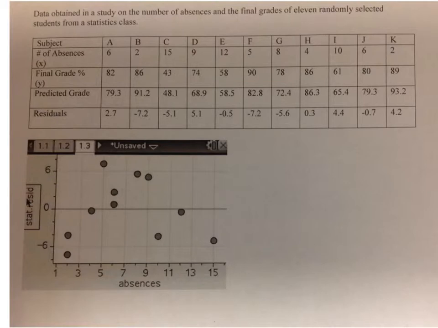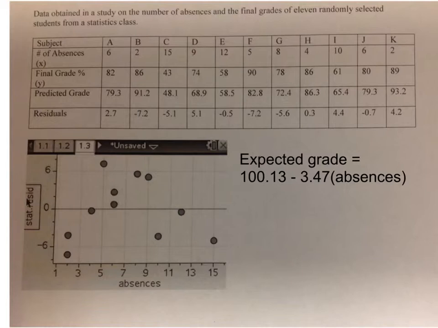Well, the example that you have in front of you, we talk about the number of absences a student has and their final grade for the course. What I went ahead and did is I used the formula. In this particular case, the expected grade is equal to 100.13 minus 3.47 times the number of absences. And I got this just by doing my linear regression steps.